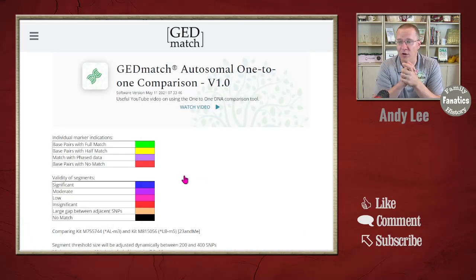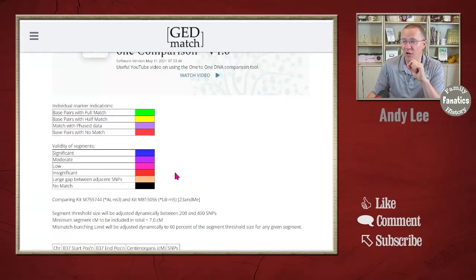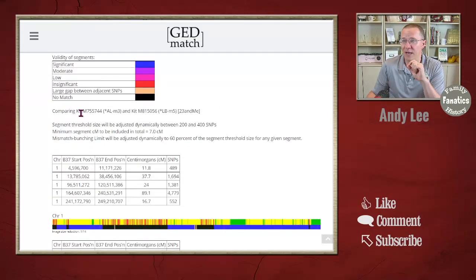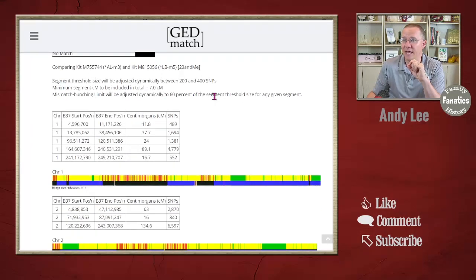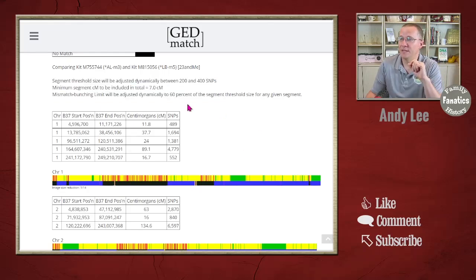So when I do a compare, it is going to have a couple of things. First off, at the top here, this is the legend. This tells you what these colors mean when you're seeing them later on. It tells me that I'm comparing these two kits, me and my brother, and it tells me what the settings were that I put in that form. So that's just the upper part here.